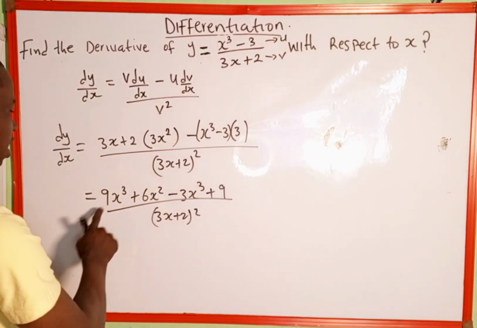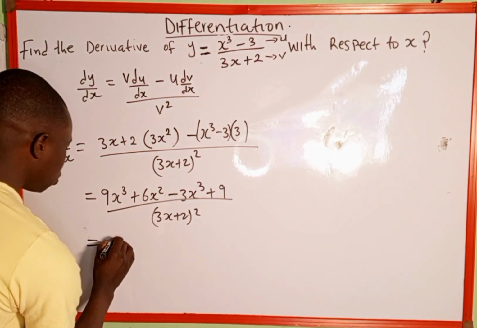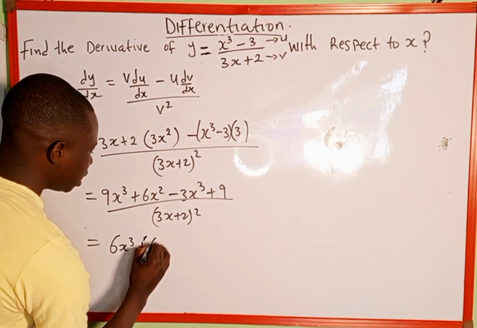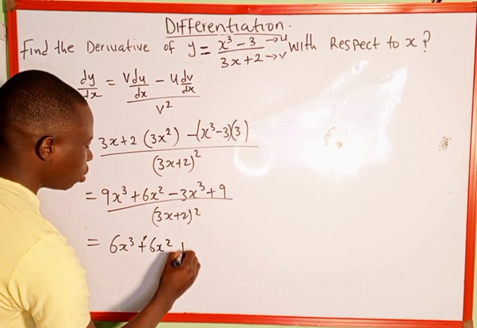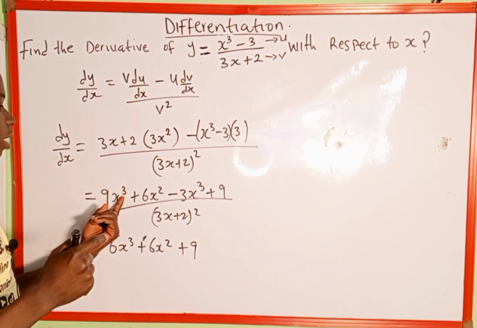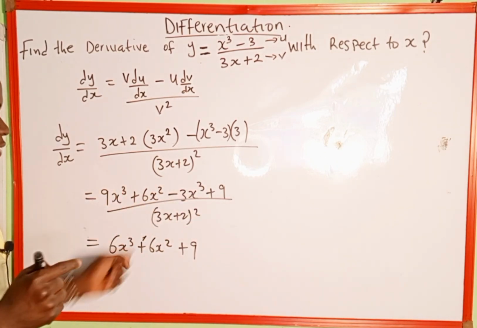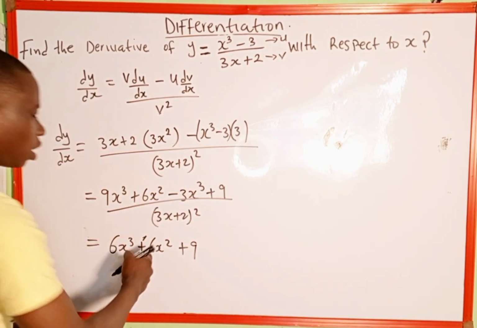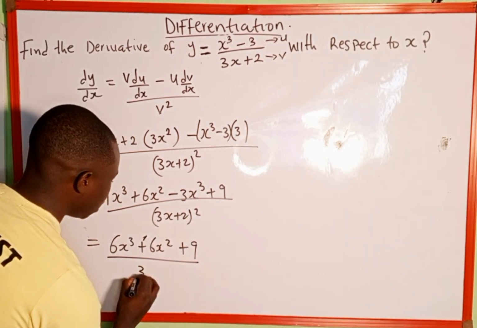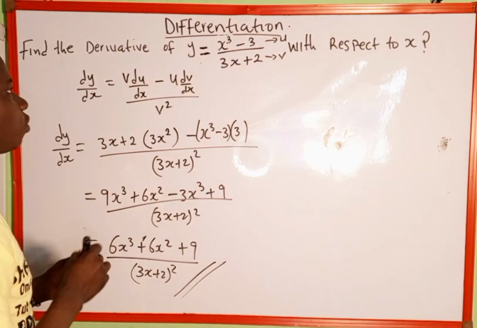So now we can combine the like terms. We have 9x to power 3, then minus 3x to power 3. So this is going to give us 6x to power 3. Then we have plus 6x to power 2, then plus 9. We combine these because they have the same power: x to power 3, x to power 3. So we can subtract 3x to power 3 from 9x to power 3. That's why we have 6x to power 3. Then plus this 6x squared, then plus this 9. So everything all over 3x plus 2 raised to the power of 2. And here's the derivative of this function with respect to x.